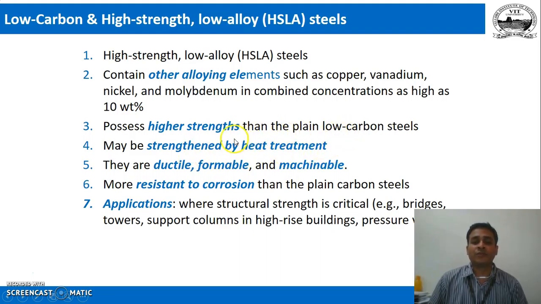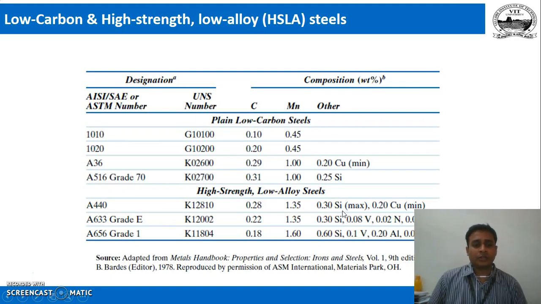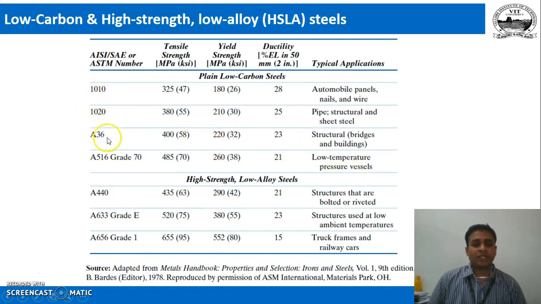If they shift to the right side, your hardenability will improve, because even at relatively low cooling rates you can achieve martensite, okay. So next, they are of course ductile, machinable, and they have got all these good properties like resistance to corrosion and so on. And applications are, as we already mentioned, wherever structural strength is critical, so bridges, towers and so on, right.